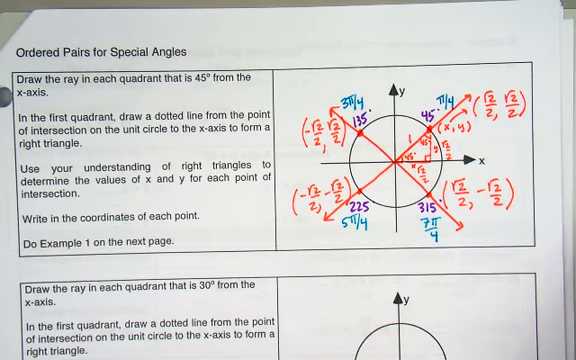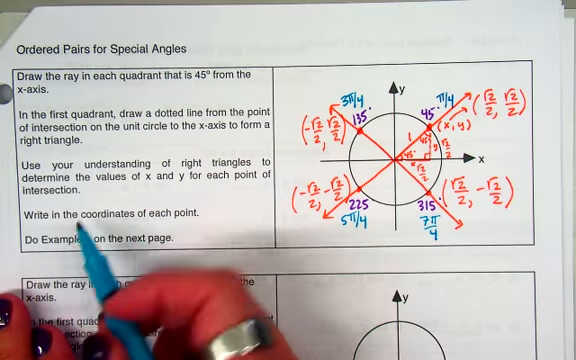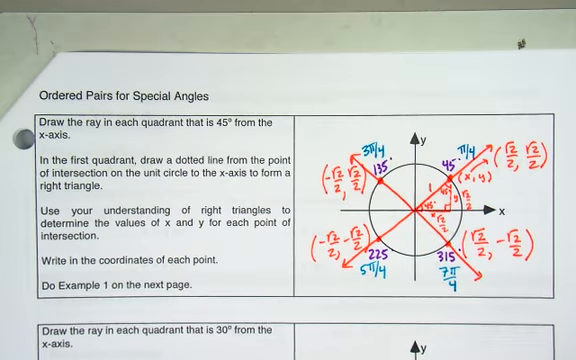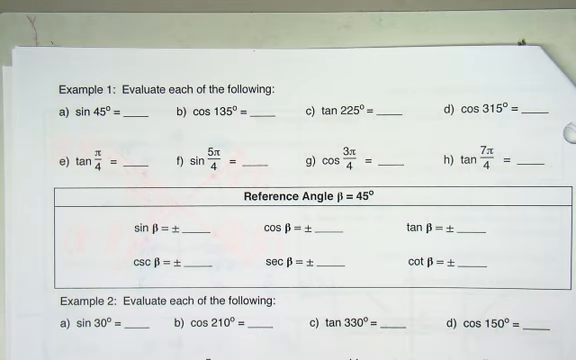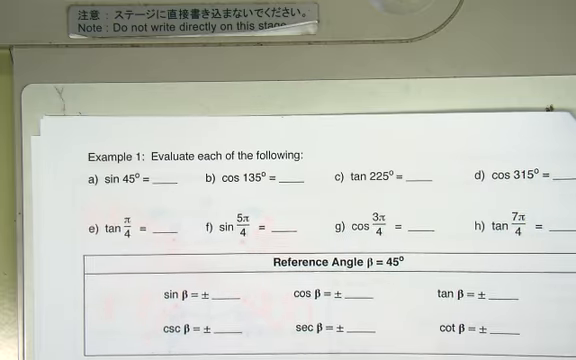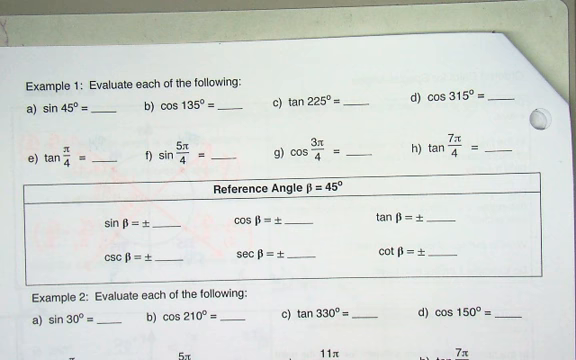All right, so now let's go to example 1 on the next page, and then we'll come back and do the others. So example 1, evaluate each of the following now. So it says the sine of 45. Okay, so how do I evaluate the sine of 45?